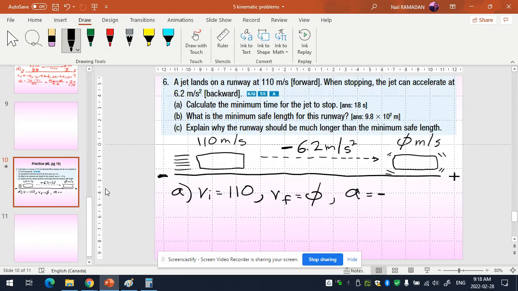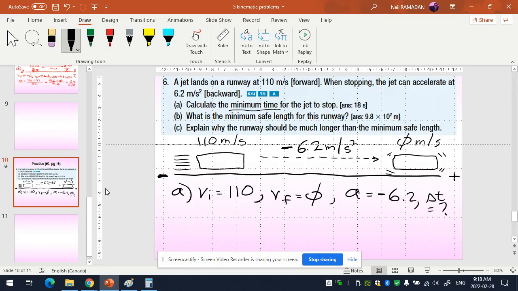No, time only goes what? Because final time always comes after initial time, not the other way around. So that's how you know, oh, I've forgotten the minus. So minus 6.2. So what are we looking for here? Minimum what? Time. So delta t equals question mark.